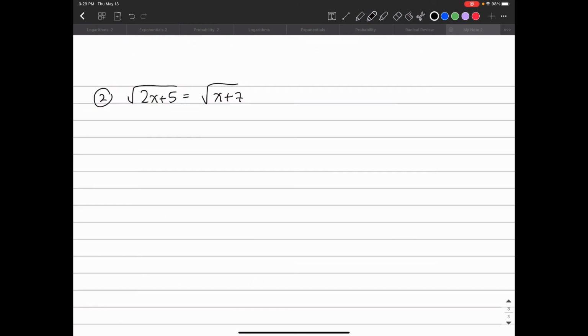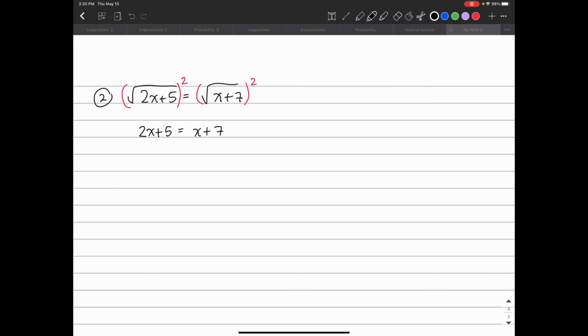For the second example, I have the square root of 2x plus 5 is equal to the square root of x plus 7. I want to isolate one of the radicals so that I can undo it by squaring. I actually have both radicals isolated on both sides. So I don't have to do anything but square to undo the square root. So I'm going to square both sides. The square and the square root cancel, and I'm left with what's inside. 2x plus 5 is equal to, same thing on the right-hand side, the square root and the square cancel each other out, and I'm left with x plus 7, what's inside.